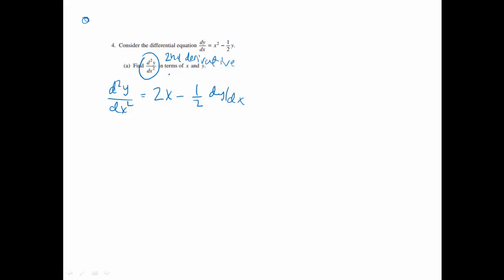And this says to have it in terms of x and y, so we're going to have to replace dy/dx with what it is. So this will be 2x minus 1/2 times the quantity x squared minus 1/2 y. All right, so that will be worth 2 points. So if you did that right, we got our 2 points. Good, that wasn't so bad. I'm guessing if you didn't replace your dy/dx, you'd probably get 1 point.